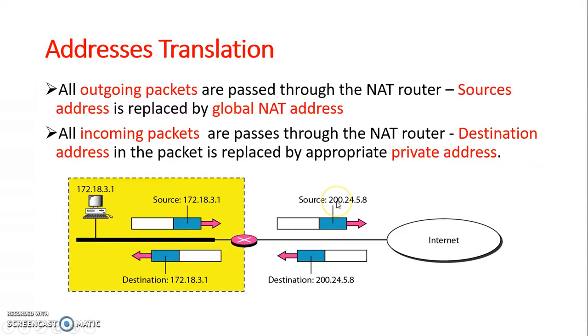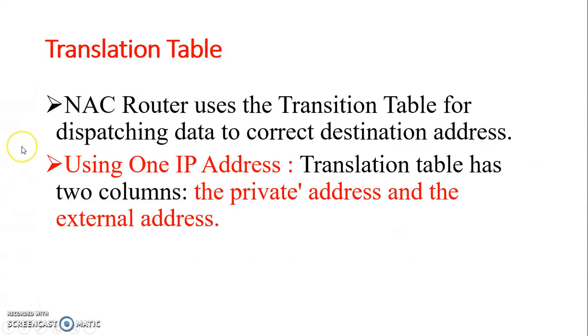And all the incoming packets similarly pass through this NAT router. So these are incoming packets, and here the incoming address is replaced by the appropriate private address. So this is a private address. While going outside, it is replaced by this global NAT address, and when it is coming inside, it is replaced by the private addresses. And it uses this translation table for dispatching the data to the correct destination addresses.